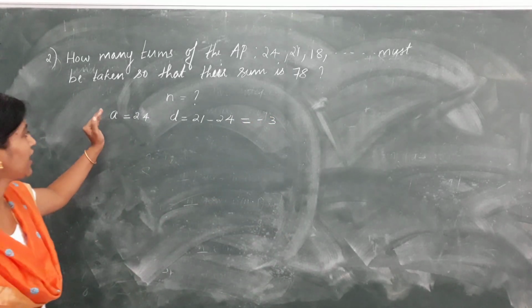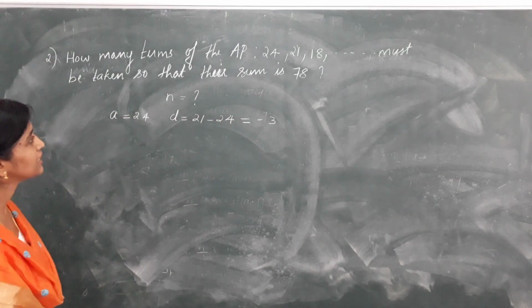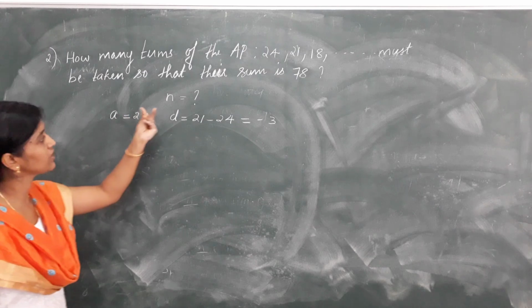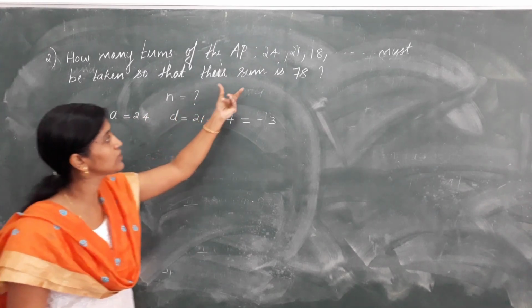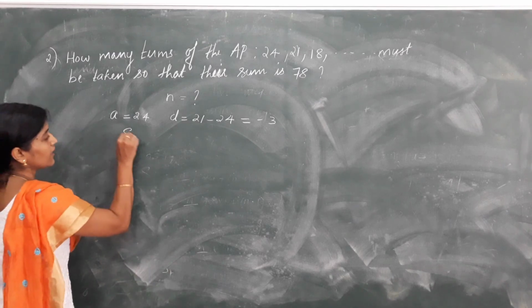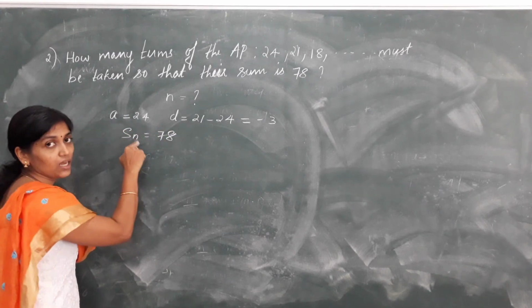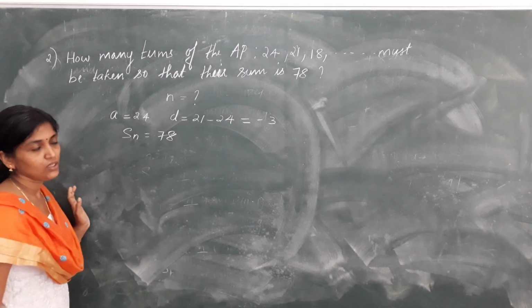So we have got the first term and also the common difference. We are asked to find the number of terms, and the sum of terms is also given to us. So we can take Sn is equal to 78. We have to find this n, the number of terms.